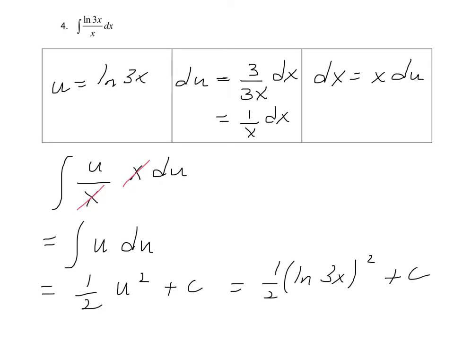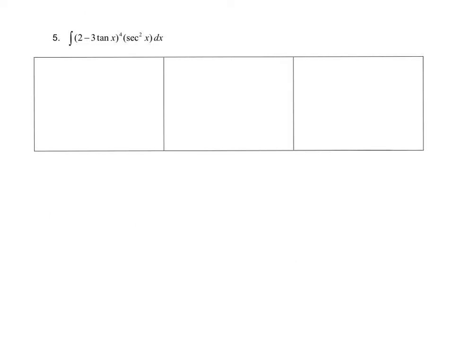So again, I'm following the steps. I substitute in for u, I take the derivative, I isolate for dx, I sub in, I should be able to cancel out some stuff, and I get to a point where I can take a really nice antiderivative. Give the next one a shot.